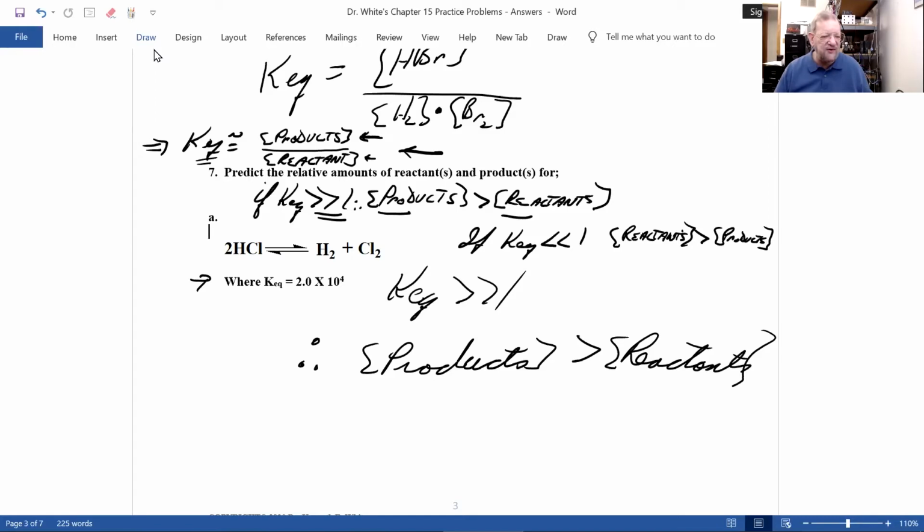So if I asked you something like 3 to 5 points, predict the relative amount of reactants and products for this one, and notice this number is greater than 1, much greater. And by the way, 3 dots means therefore. See all the cool stuff you're learning from me? Anyways, the products are greater than the reactants.